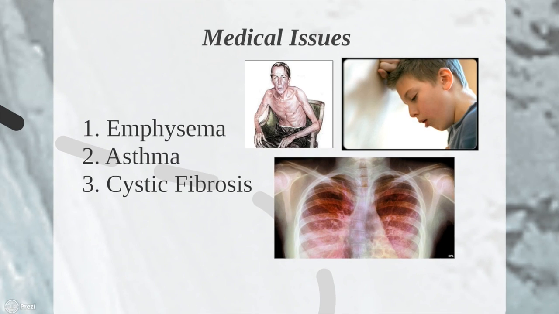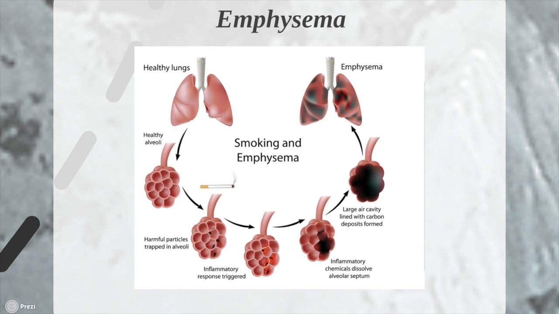The medical issues that will be addressed will be emphysema, asthma, and cystic fibrosis. Beginning with emphysema, it is characterized by a loss of elastin, which helps the alveoli recoil during expiration. Elastin is destroyed by elastase, an enzyme released by alveolar macrophages, which must work overtime in smokers to rid the lungs of irritants. People with emphysema have more difficulty exhaling than inhaling.